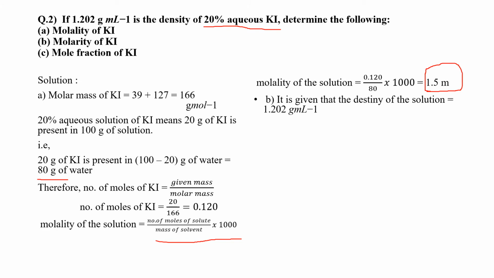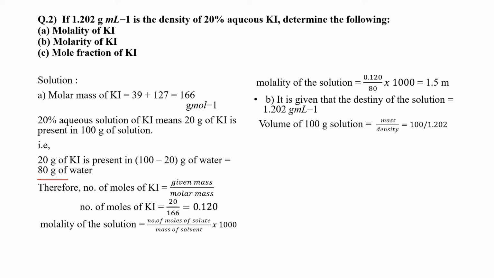Now come to the second part. How can we find out the molarity? Since the density of the solution is given in the question, and what is the density? That is 1.20 gram per milliliter. Now from the density, the volume of the solution can be calculated.